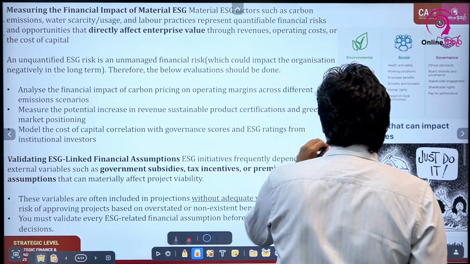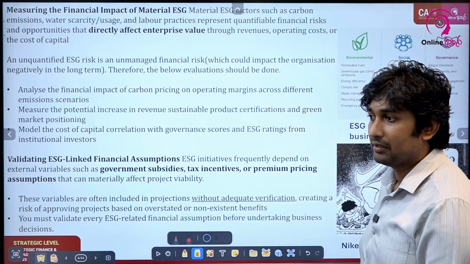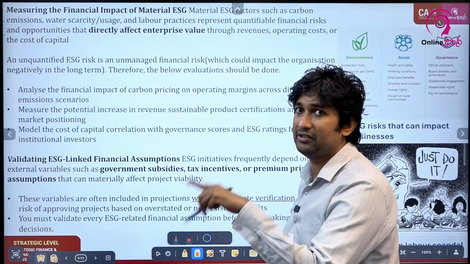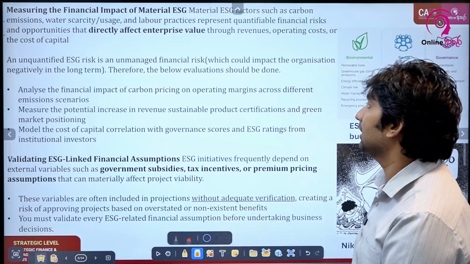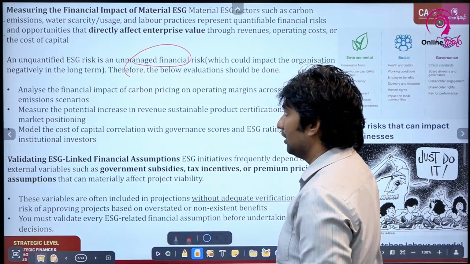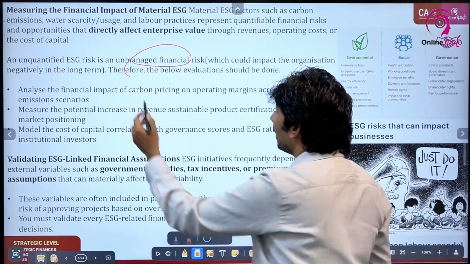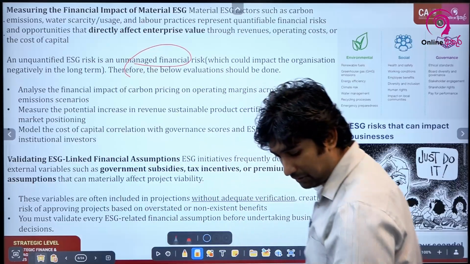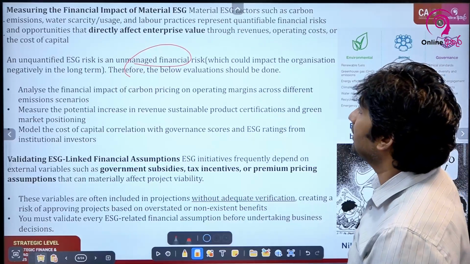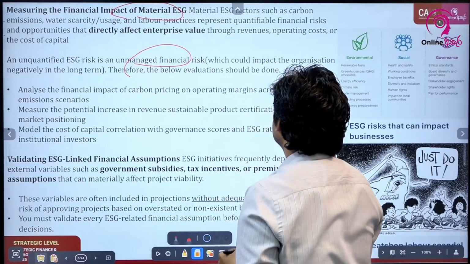So, if you don't factor in ESG, what happens is, in the future, ESG will come to you as a reputational risk, which will translate to an unmanaged financial risk. So it is very important that you pay attention to ESG factors. Previously we talked about measuring the financial impact of material ESG factors. So this is very important.